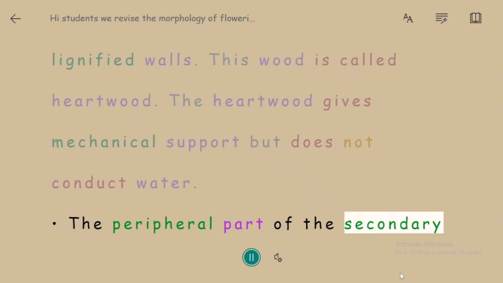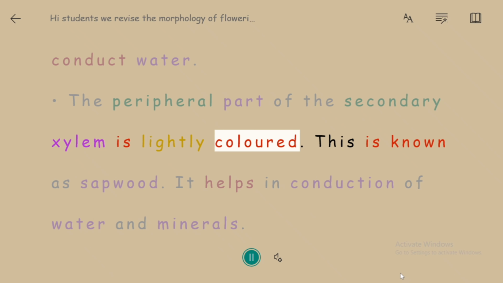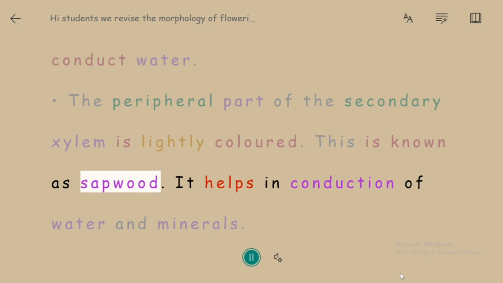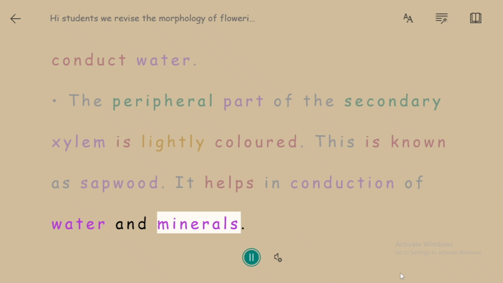The peripheral part of the secondary xylem is lightly colored. This is known as sapwood. It helps in conduction of water and minerals.